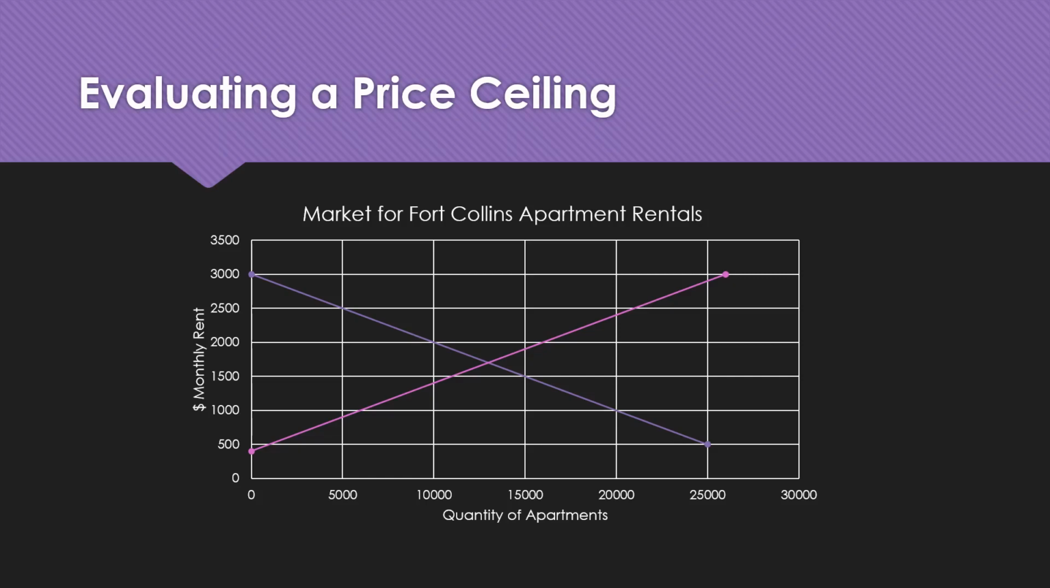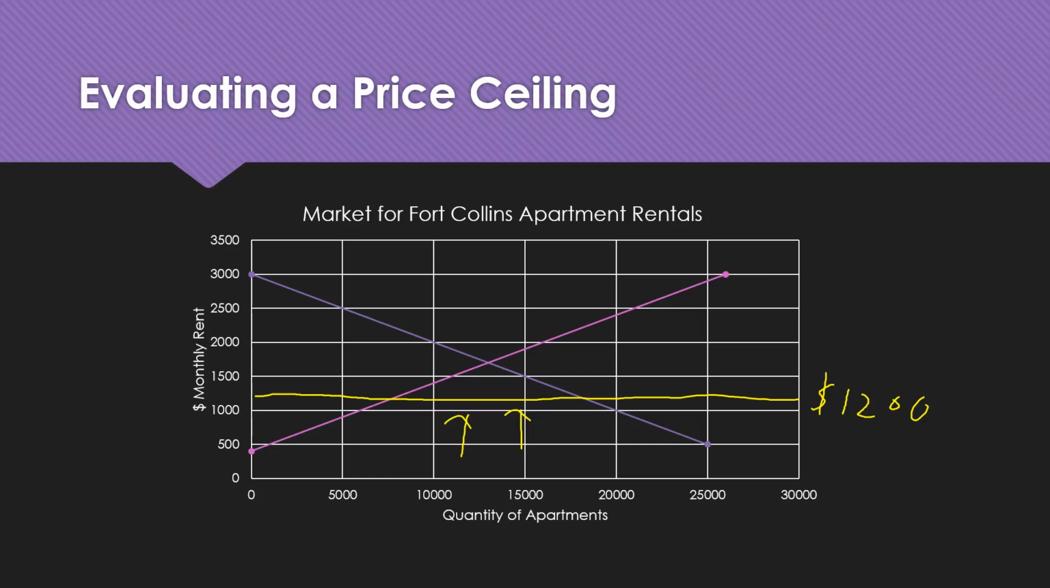So here's the example. Here we have our market equilibrium of $1,700 and 13,000 apartments. But if we implement a price ceiling of $1,200, what I like to do is draw a hard line through here. So this is $1,200. This is our price ceiling. We can't go above it. So as a result, we can't achieve equilibrium.